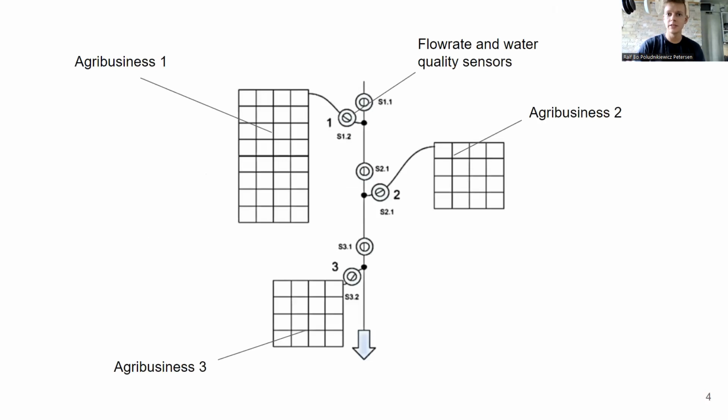But to do that, you need a lot of sensors. And you can imagine that there are three agribusinesses here located on a river. And on the river here, you have a strain of sensors that are checking how much water there is. But you also need to have sensors placed on every agribusiness to make sure you know how much water has been taken from each sort of agent or each property.